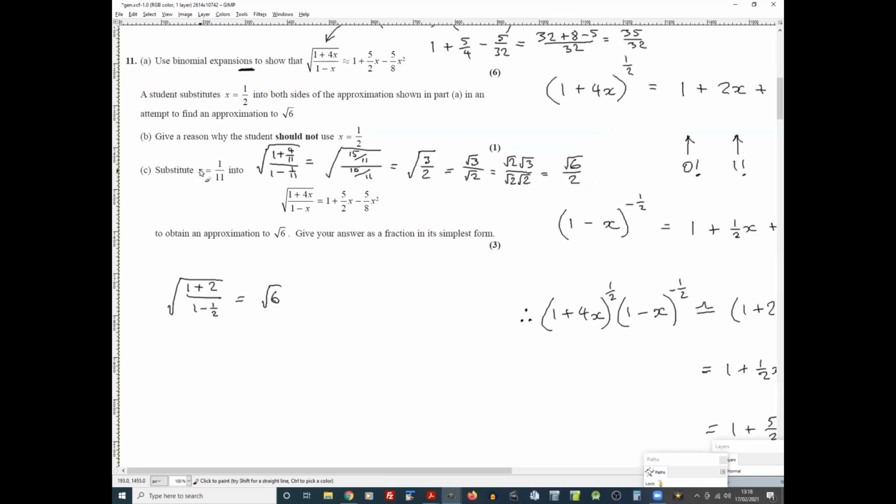So if you substitute x equals 1/11 into there, you don't get root 6, but you do get a close relation. But that one would actually work. 4/11ths is well less than 1, so we're allowed to use the formula. Okay, so we use the formula, and we get that. And then what do we do? Then we obtain the approximation.